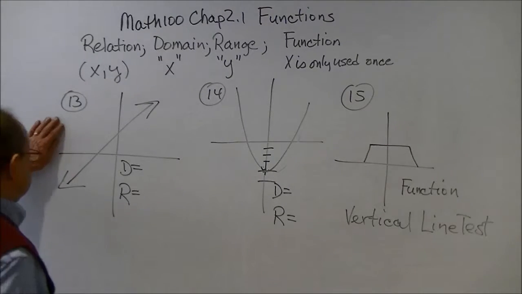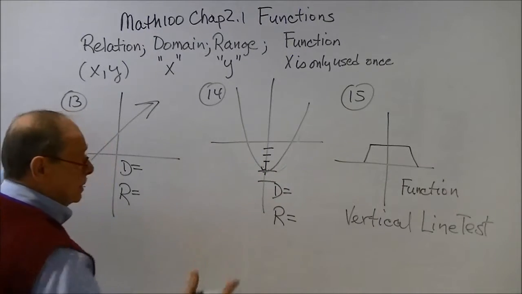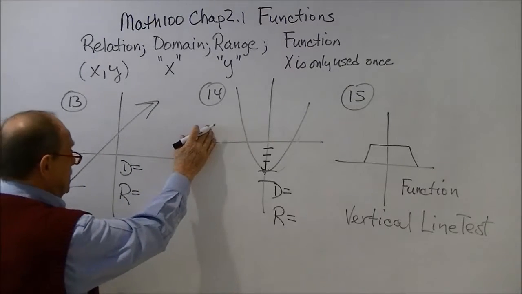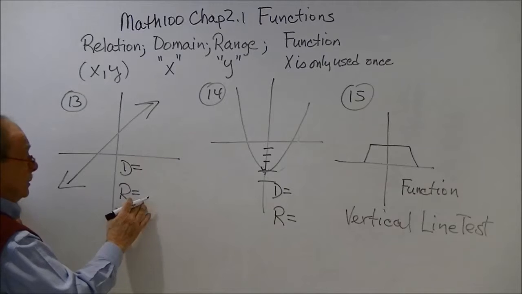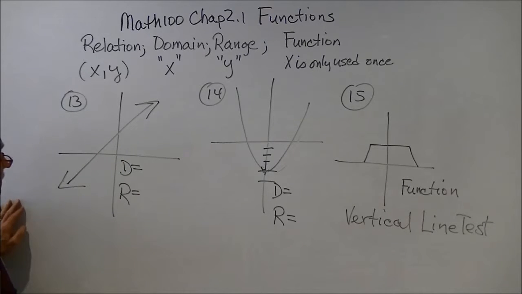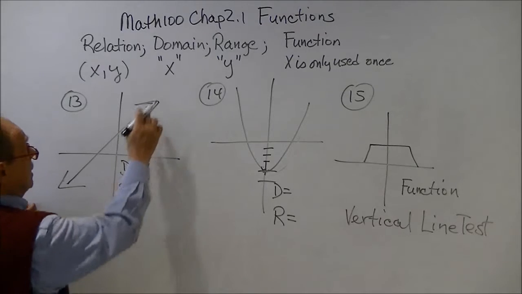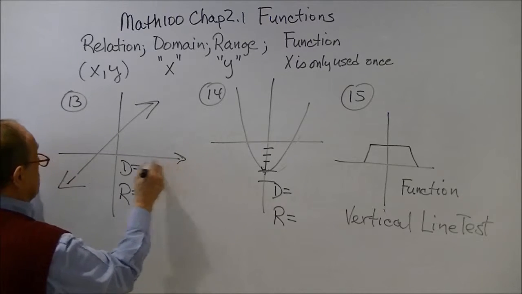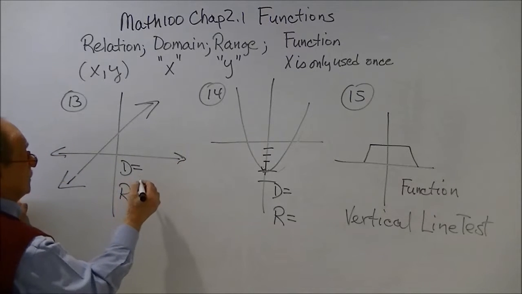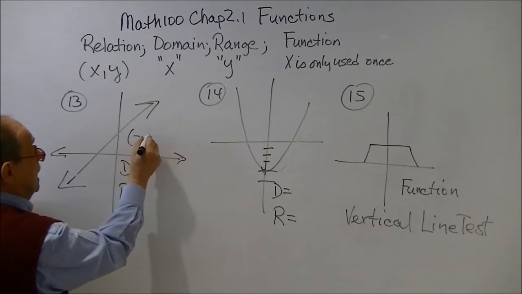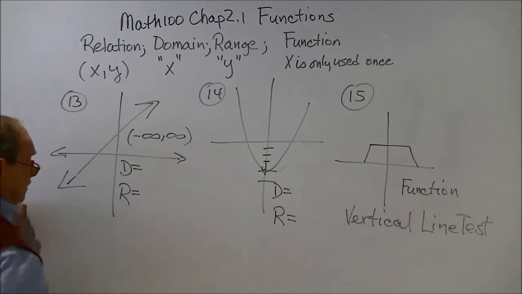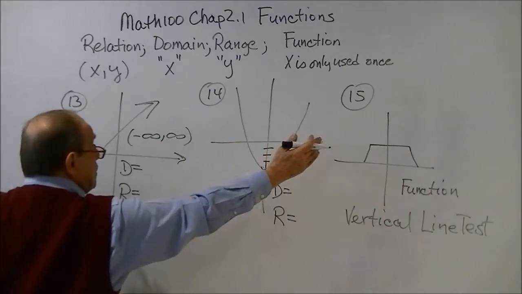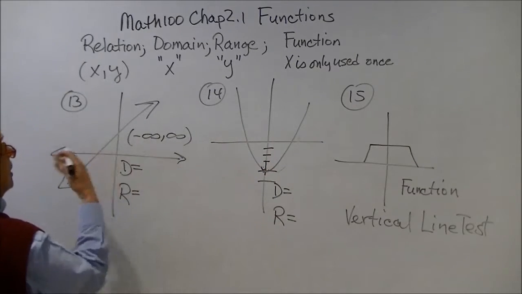Okay, for 13, 14, and 15, they're asking you to look at graphs and then determine in 13 and 14 what the domain and range are of these graphs. Well, remember, domain are our x units. And as the x units go out in this direction, in interval notation it goes from negative infinity to positive infinity, because they're going to go from left to right to our infinities.